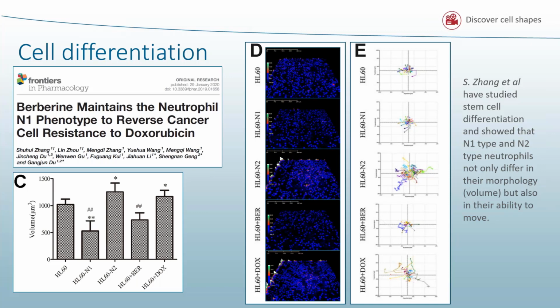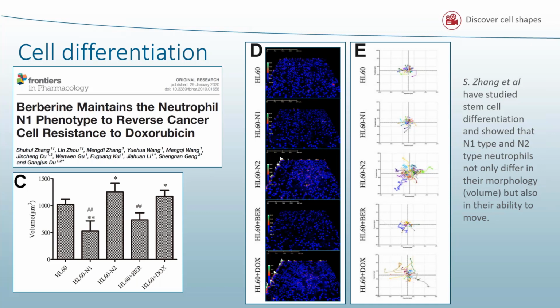If you look at the graph to the left, you can see that the HL60 cells have a volume of about 1,000 cubic micrometers. When they turn into N1 type neutrophils, it's almost half the size. When they then go on into N2 type neutrophils, the size increases significantly. If you, in addition, also study how the cells move, you get a very clear definition of what is normal, N1 type and N2 type neutrophils.